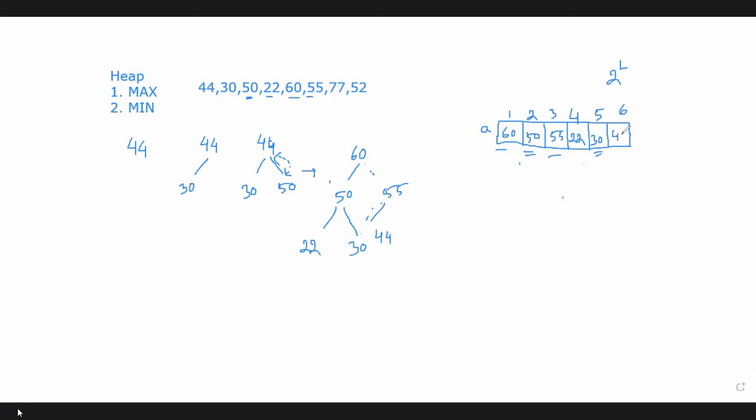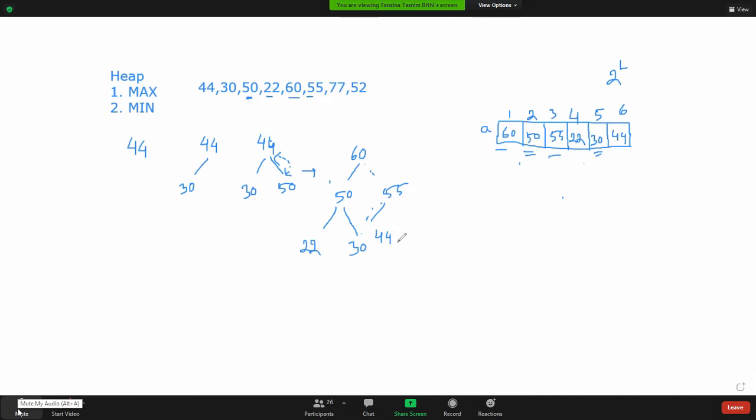This is 44. Okay. Now look at the tree. Is it a max heap? Yes, it's a max heap. Okay, so now we can insert the next node, 77. Where to insert it? As the right child of 55. So after inserting 77 here, we can add 77 in the array also.